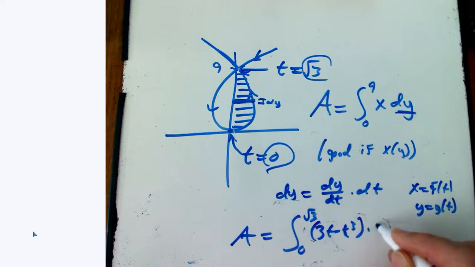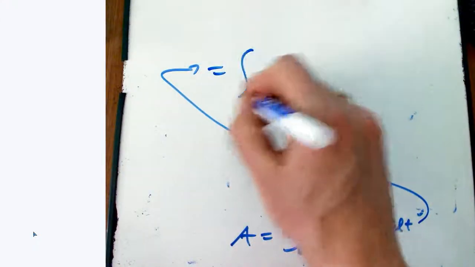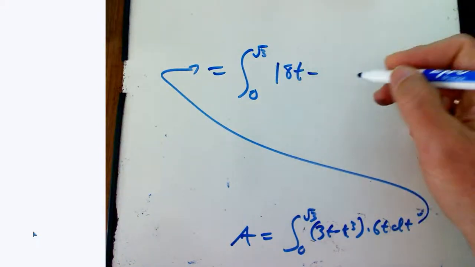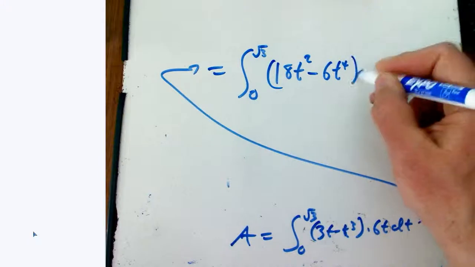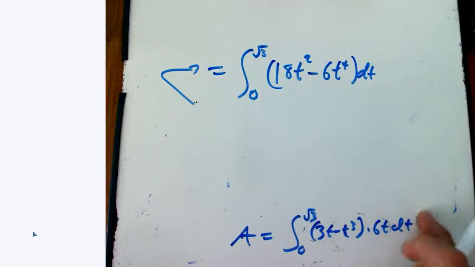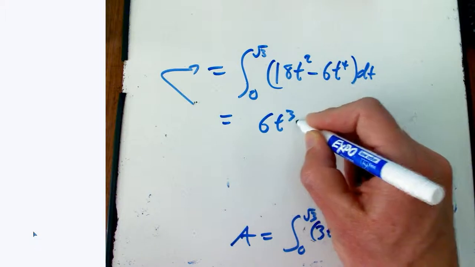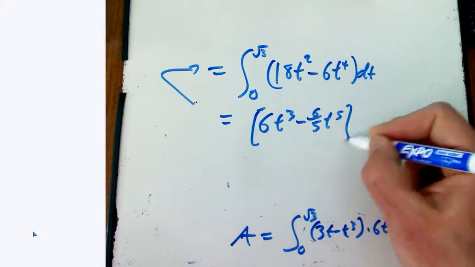And dy dt was 6t dt. I don't think I'll go to the pretty printing thing. I think I'll just finish it off here. Let's just go ahead and put that up here. And that's going to be the integral from 0 to root 3 of 18t squared minus 6t to the 4th dt. And so that's going to be 6t cubed minus 6/5 t to the 5th, all from 0 to root 3.